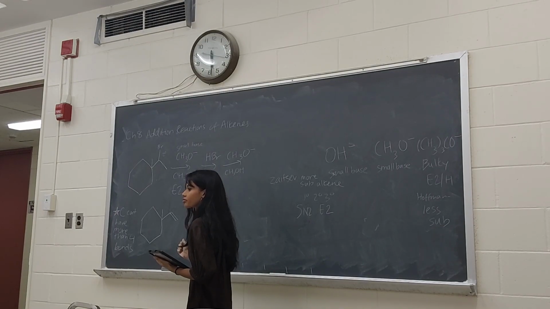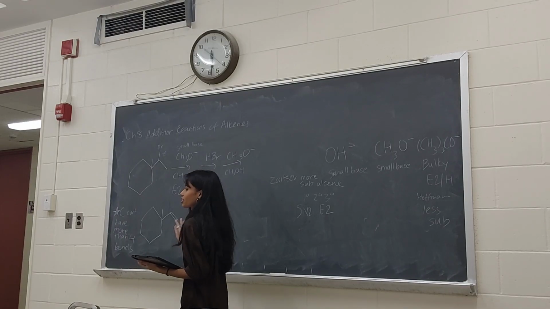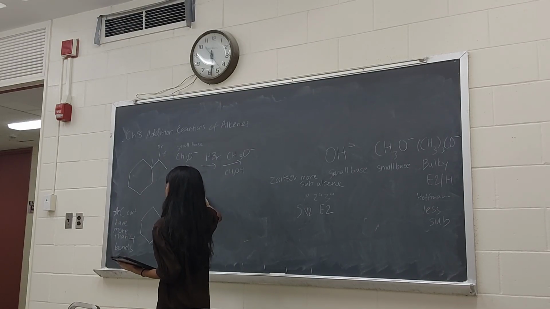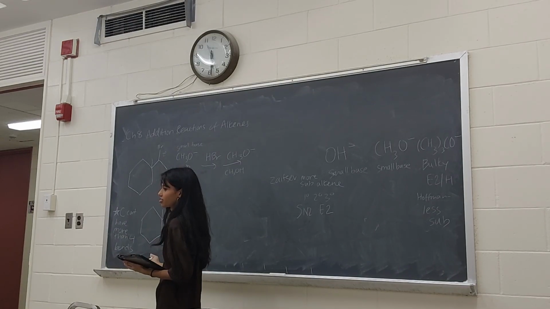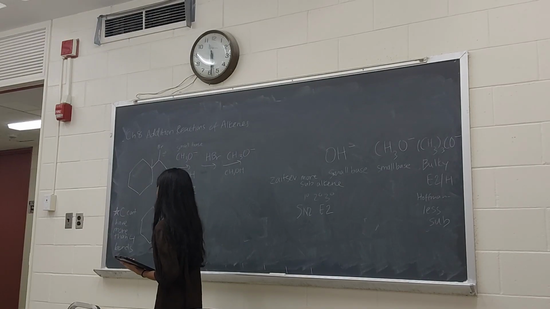It's not half forcing or something. I mean, it's half. Yeah, I just said that because we would normally do Zaitsev, but in this case we can't, because if it were to add to the more substituted side, the carbon would not obey the octet rule.